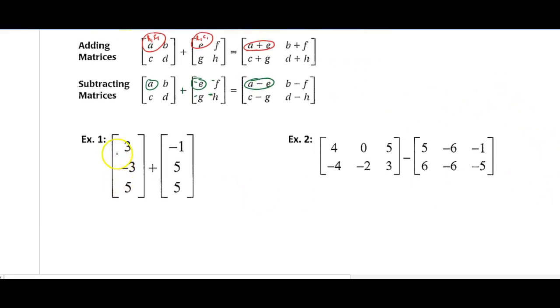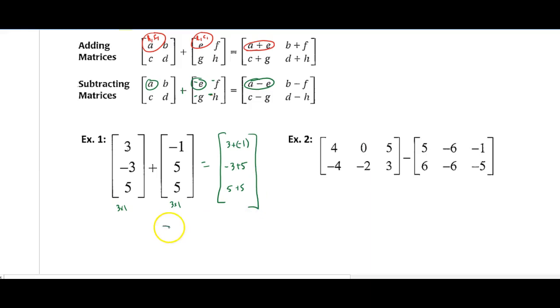So let's take a look at the first example here, right? The dimensions of this is a 3 by 1. This is a 3 by 1. So if I go ahead and add them, what is 3 plus negative 1? That'll give me my first element, negative 3 plus 5, and then we have 5 plus 5.